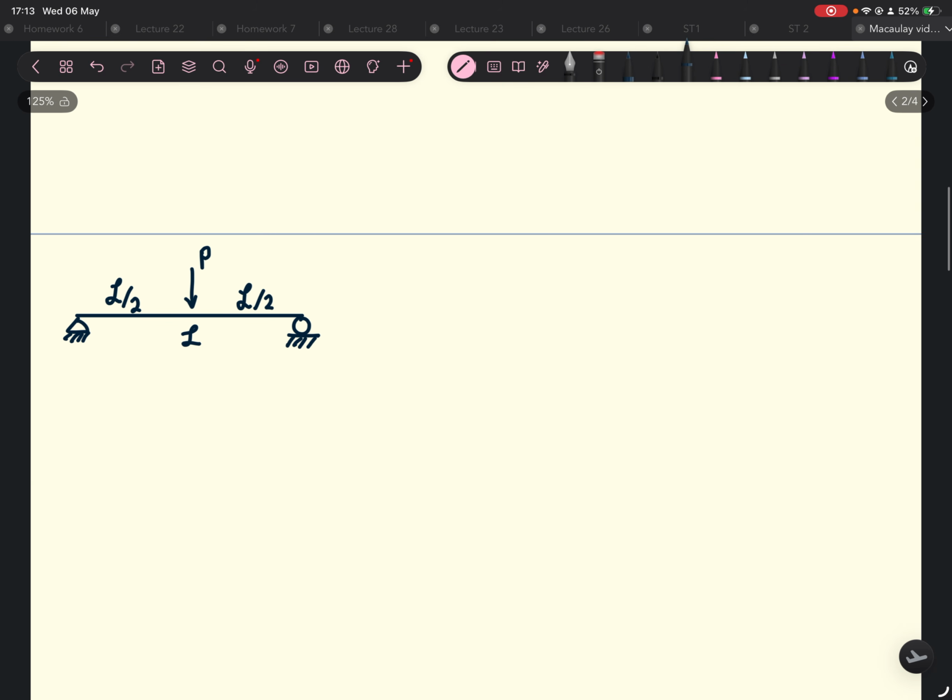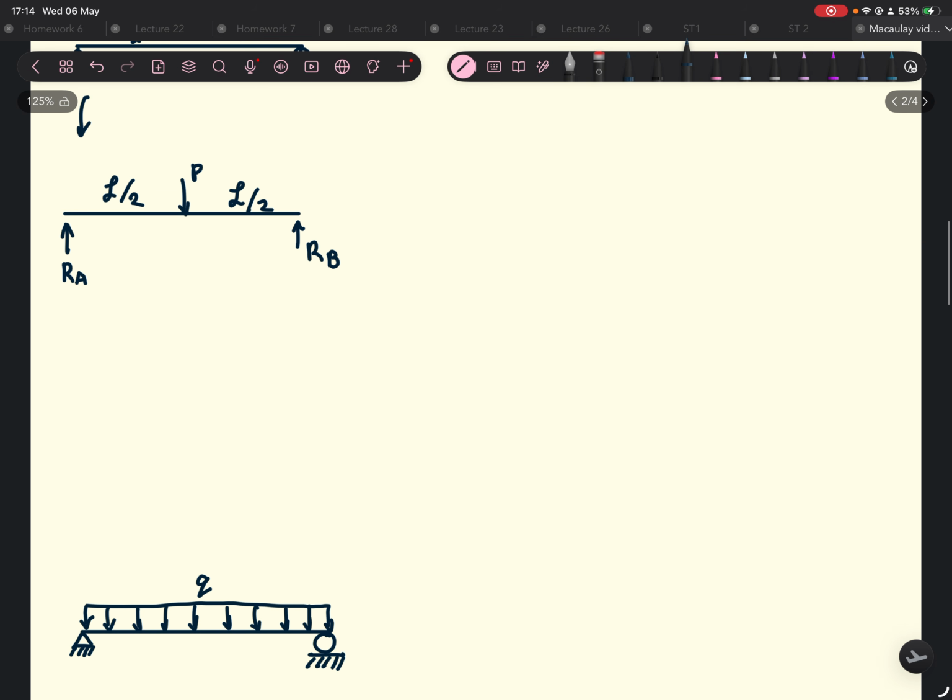So with this example over here, the first thing we do is draw the free body diagram, right? So we have a reaction here, I'm going to call that RB. We're going to have a reaction here, we're going to call that RA. And then we have our load P. Then this is L over 2, and this is L over 2.